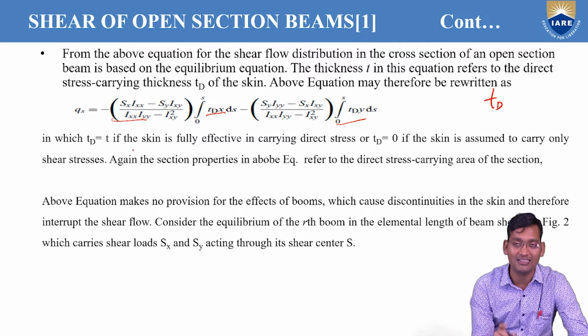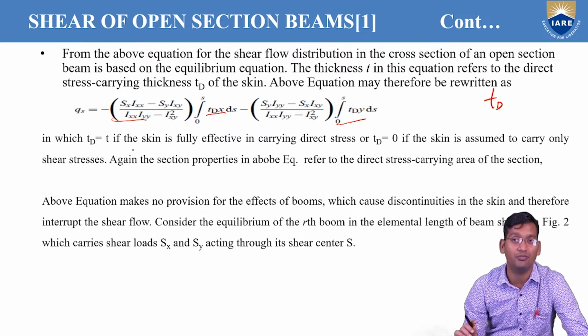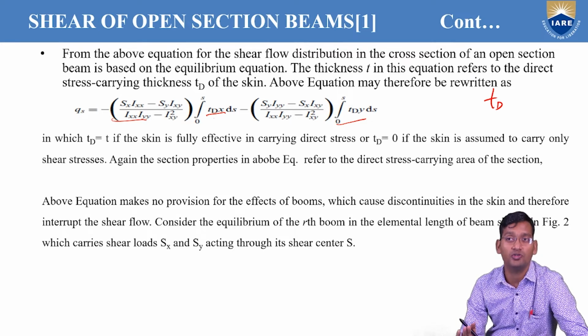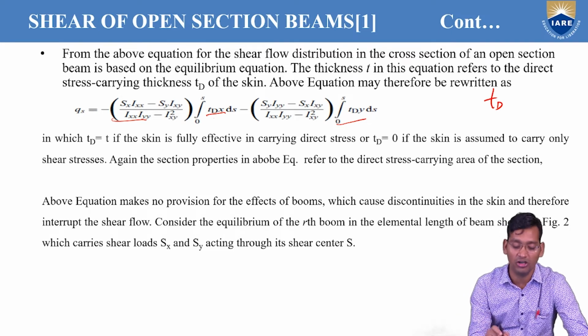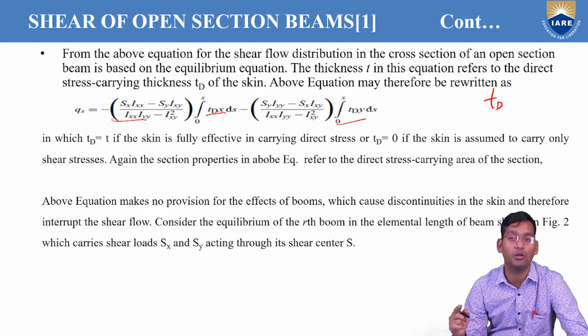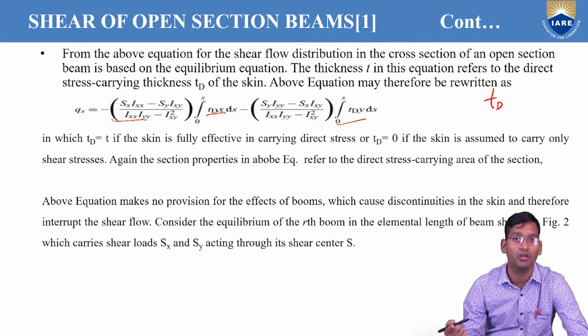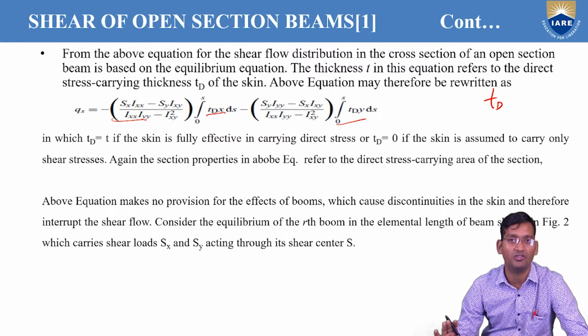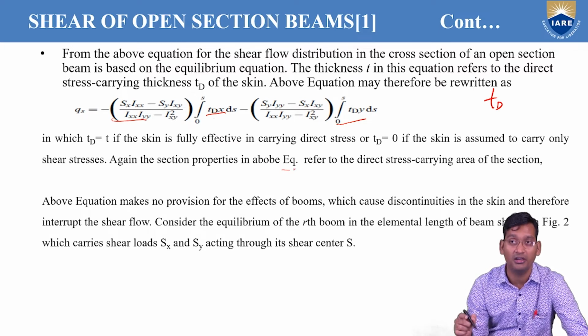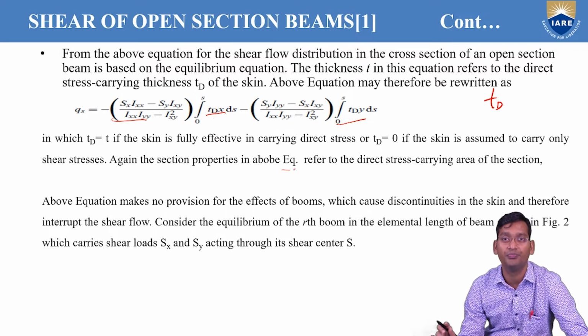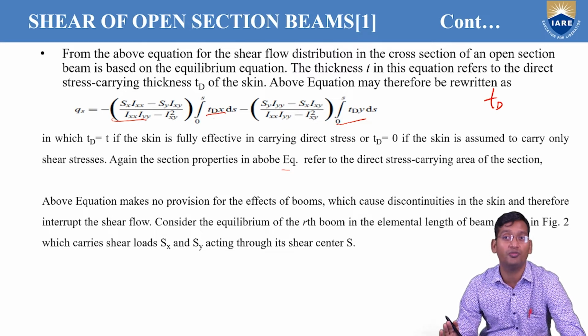So if the skin carries the direct stress also, completely, then tD will equal t. And if the skin is not carrying any direct stress, only the shear stress, then tD will equal 0. We already converted tD equals 0 for the boom area, and at that time we assumed only the shear stress, not the direct stress. Again, the section properties in the above equation refer to the direct stress carrying area of the section. So again we are getting direct stress only, right? So the above equation makes no provision for the effect of booms.